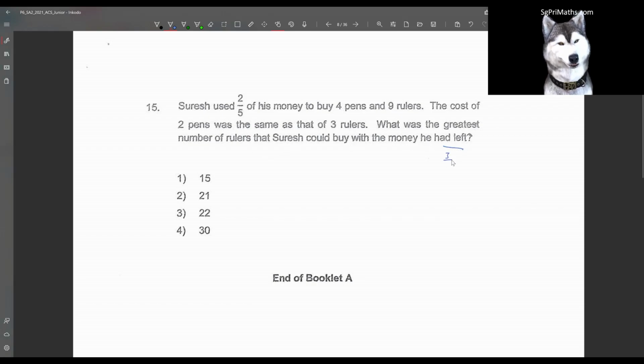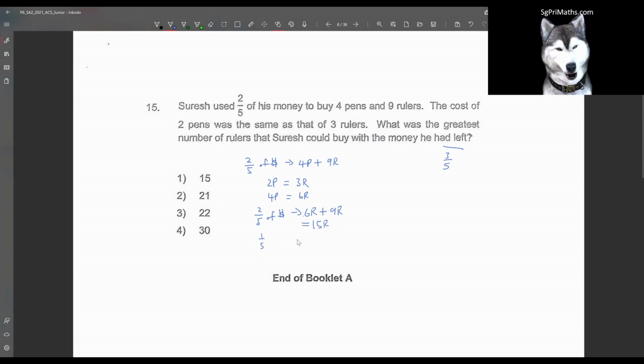So left is 3/5. Then we know that 2/5 of money can buy us 4 pens plus 9 rulers. At the same time, we know 2 pens equals the cost of 3 rulers. We want the number of rulers, so we convert the pens to rulers. 4 pens will be equal to 6 rulers. So that means 2/5 of money can give us 6 rulers plus 9 rulers, because 4 pens become 6 rulers here. This will be equal to 15 rulers.